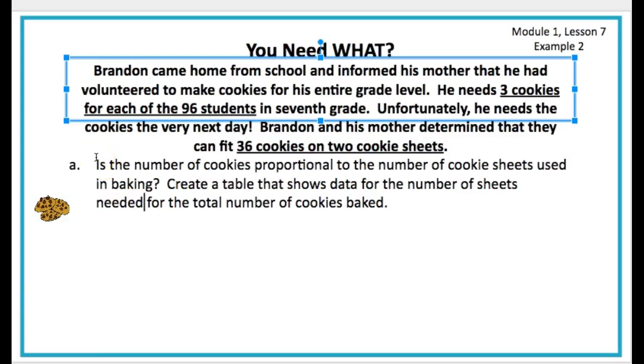Part A. Is the number of cookies proportional to the number of cookie sheets used in baking? Create a table that shows data for the number of sheets needed for the total number of cookies baked. Go ahead and pause the video and try a data table on your own in your workbook. Okay, now that you've tried the data table on your own, let's take a look at what this data table would look like.